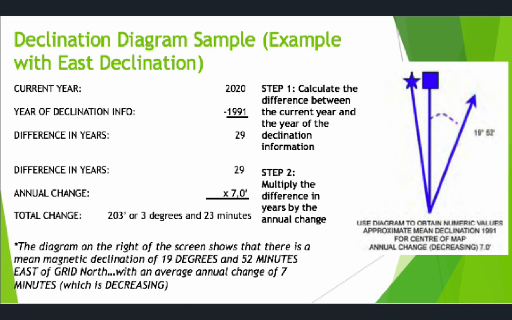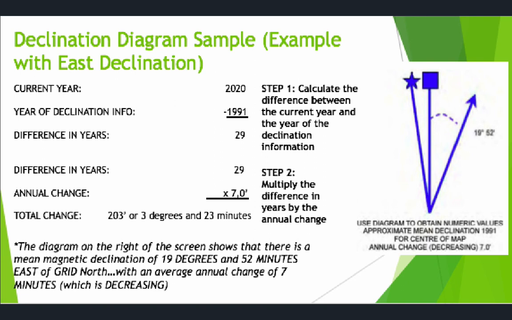Now I'm going to show you a declination diagram sample. This example will use east declination. Before doing any calculations, I want to show you that there's a diagram on the right-hand side of the screen. The diagram shows that there is a mean magnetic declination of 19 degrees and 52 minutes east of grid north. We know that it is east of grid north because magnetic north is to the right.